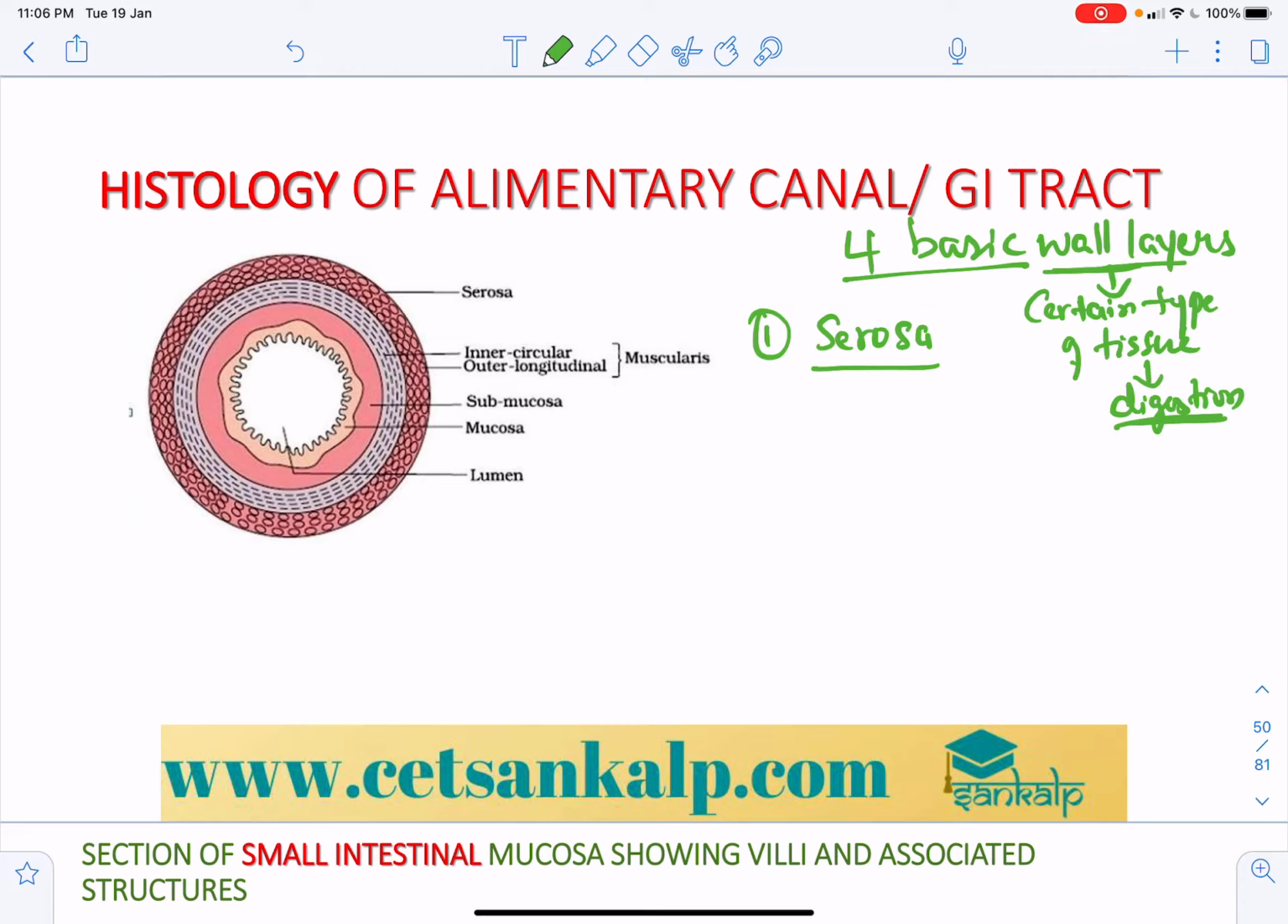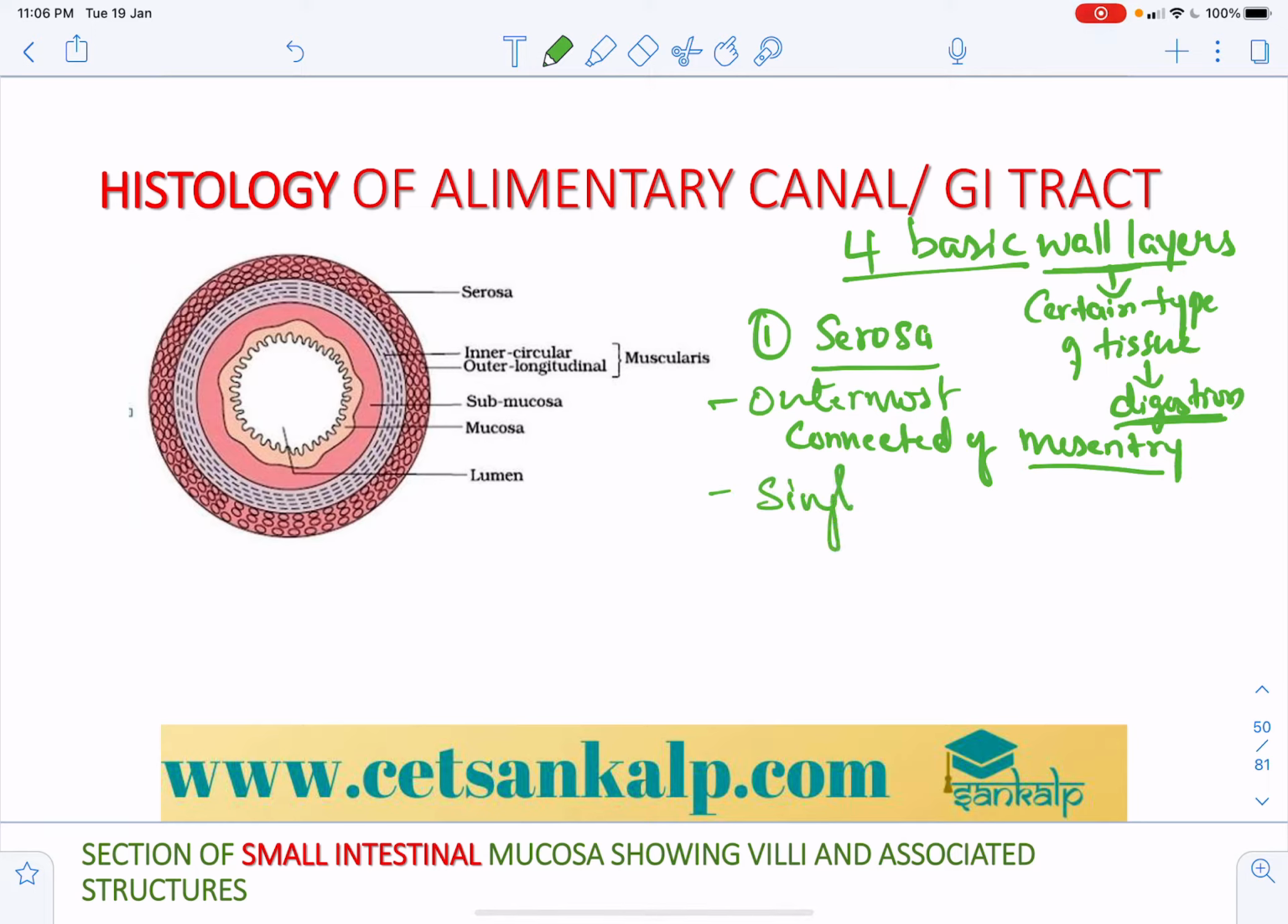Serosa is the outermost layer, which is mainly connected with the mesentery, that is, the body wall is connected with the mesentery. And this mainly consists of a single layer of squamous epithelium.